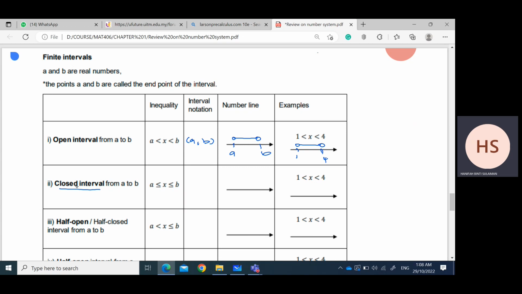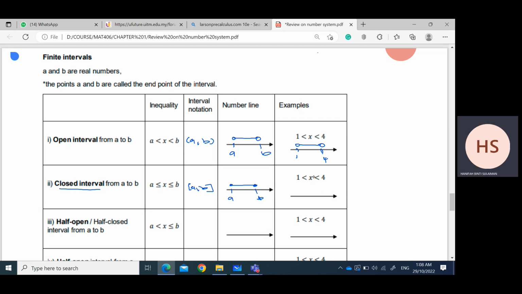So close interval, nilai-nilai A dan B termasuk di dalam nilai-nilai X. Okay, so interval notation for this one, we use this square bracket. Okay, so A to B. So kat sini dah tahulah dia adalah close interval. So kalau you nak form dalam number line, so let's say this one is A, B, so you can form it like this. So bulatan tu you colourkan dia. So we understood that A and B are included in this value.